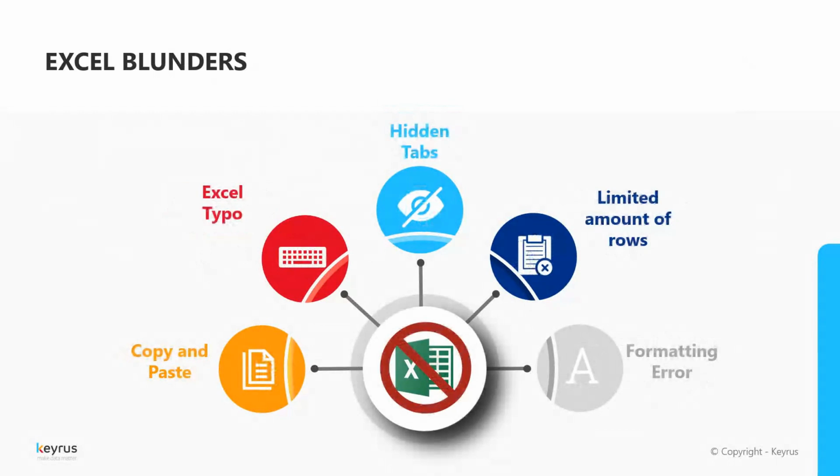The London Olympics, a basic and simple Excel typo. Instead of 10,000, the employee typed 20,000, right? AstraZeneca, hidden tabs. So they had an Excel template and they forgot to delete hidden tabs.